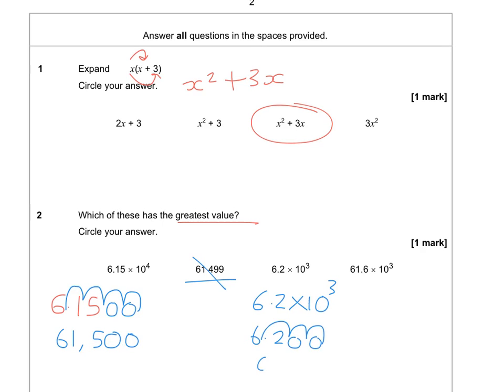And then this number here, 61.6 times 10 to the power 3. If we write it out, it's 61,600, so it is the largest of the three numbers.